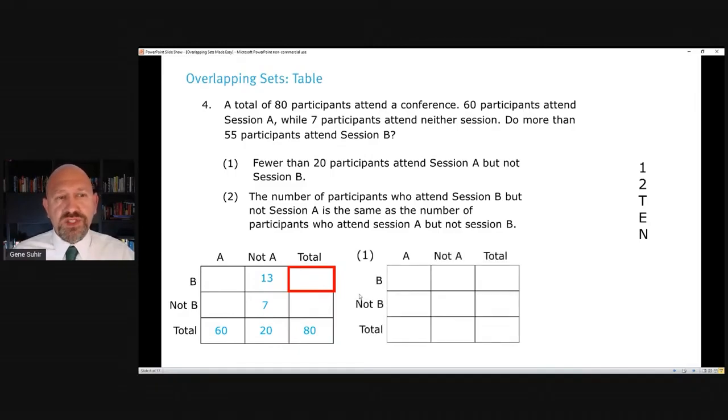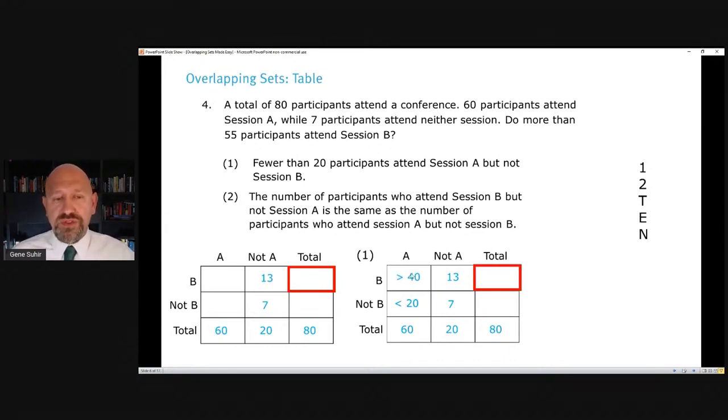Statement number 1 tells us fewer than 20 participants attend session A, but not session B. So we have the same table that we had before, but now with this additional information. A but not B is less than 20. Consider the logic here of what's about to happen. That leftmost column would have to add up to 60. Well, if that middle box in that left column had been exactly 20, the box right above it would be 40. But as we have less than 20, the box above it has to start getting greater, so that'll be something greater than 40.